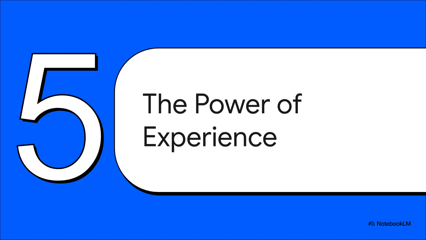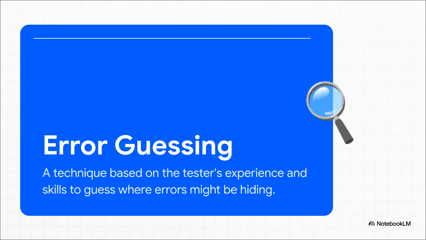So far, all these techniques have been pretty structured, very rule-based. But this last one, it's a little different. It relies on the most powerful testing tool there is, the human brain. This is called error guessing. And yep, it is exactly what it sounds like. There are no strict rules here.